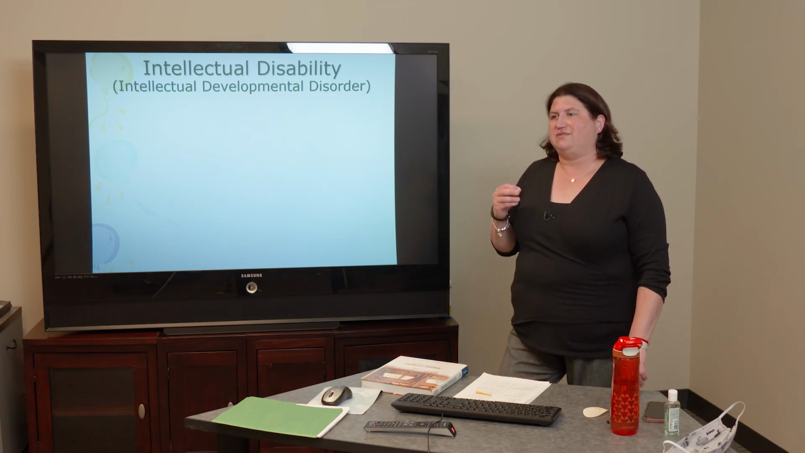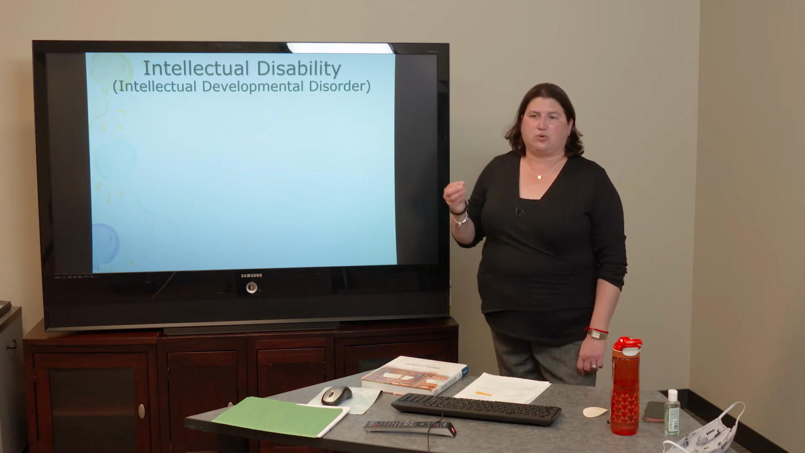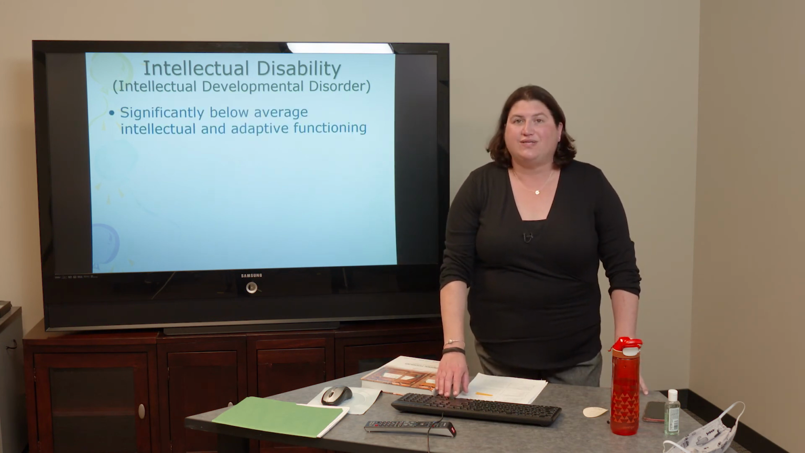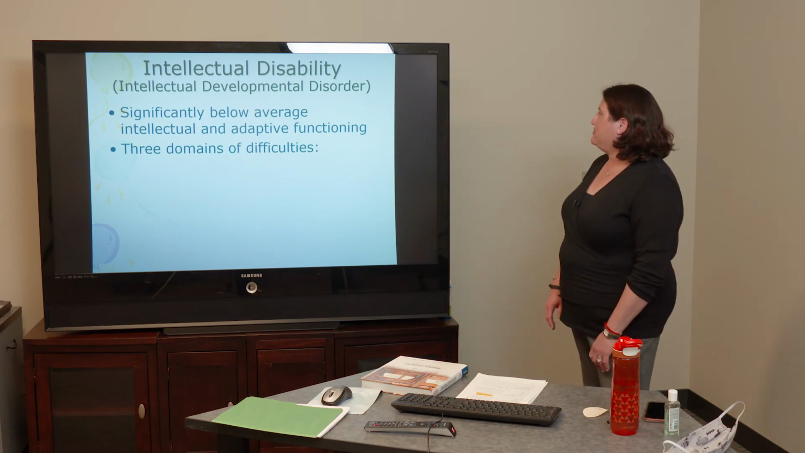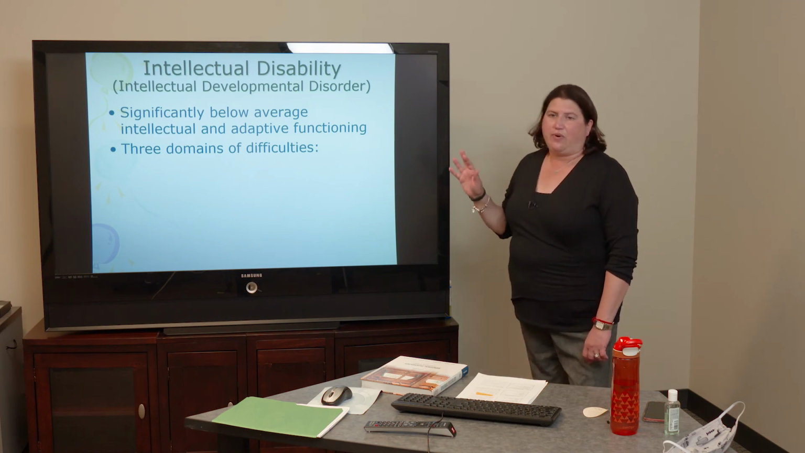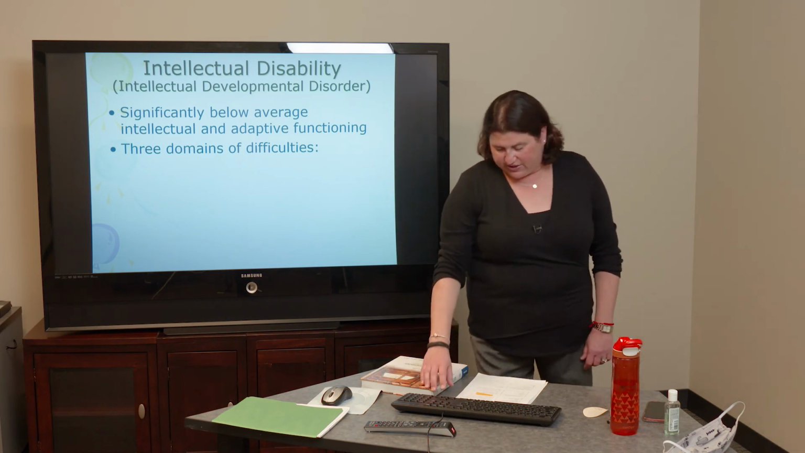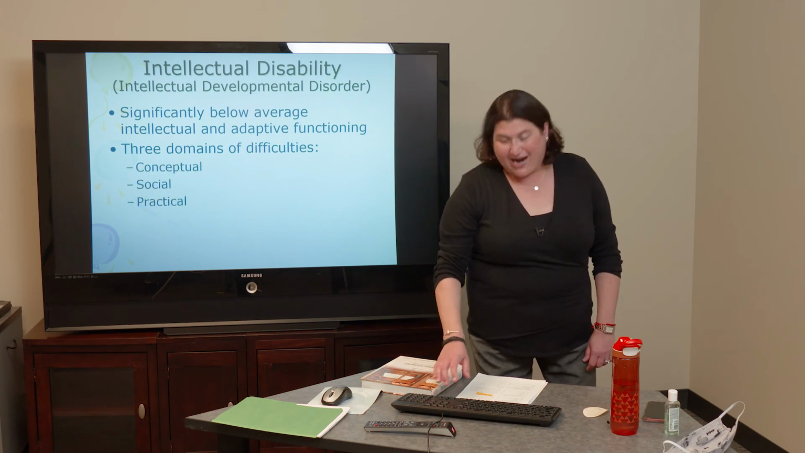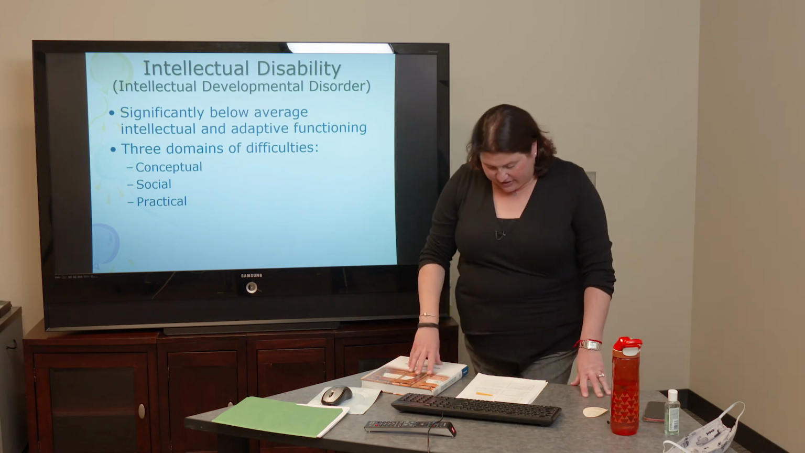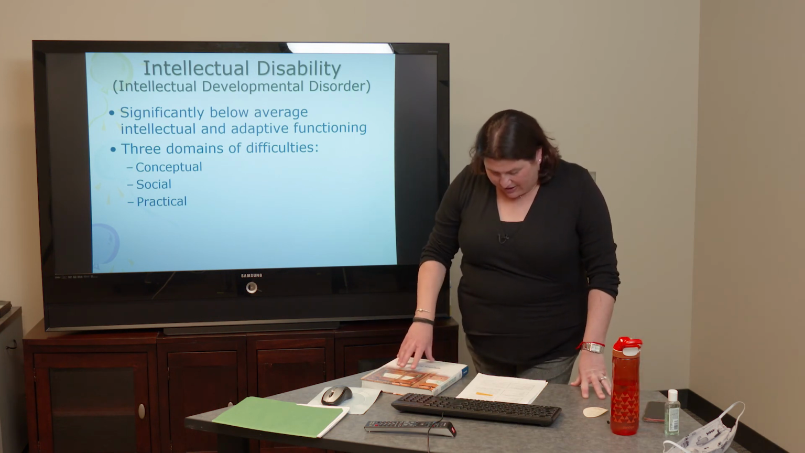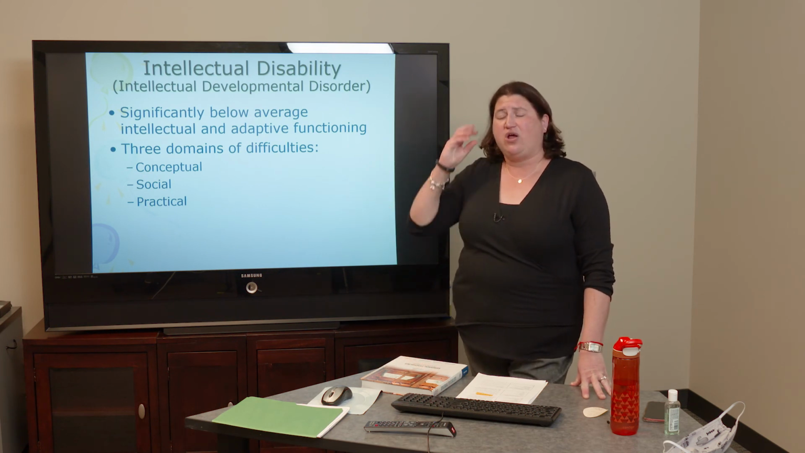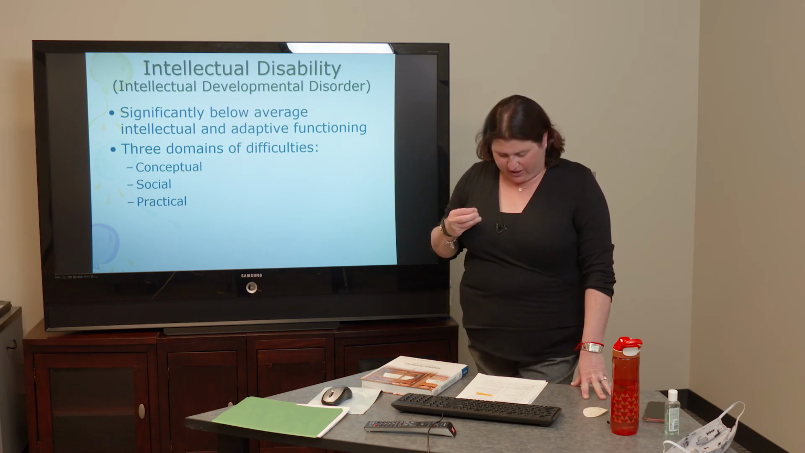The term retardation has been used out of context in so many derogatory ways that they've taken that out of the diagnostic language for this. When someone is diagnosed with intellectual disability, they have significantly below average intellectual and adaptive functioning, and we look particularly at 3 domains of difficulties: conceptual, social, and practical. Okay, so conceptual, we're talking about skills deficits such as language, reasoning, knowledge, and memory. So that conceptual domain is that sort of more traditional school smart type stuff that we think about.